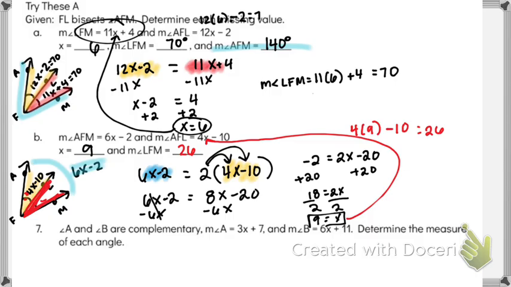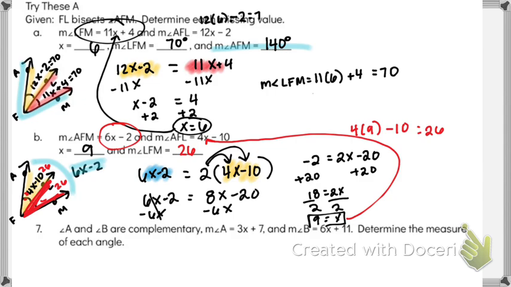26 right here. You can always check your work. Remember, AFM is the whole thing. So if I did it correctly, if this is 26 and this is 26, that means that the whole thing should be 52. I mean, you can check it. 6 times 9 is going to be 54. 54 minus 2 is 52, which is what we were looking for. So we did do it correctly. All right, number 7.